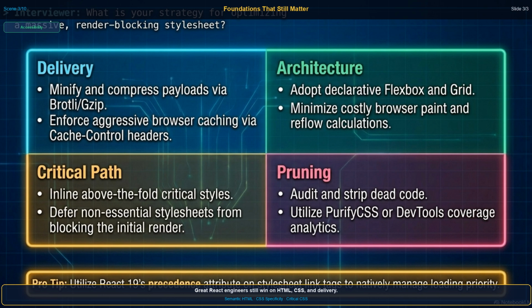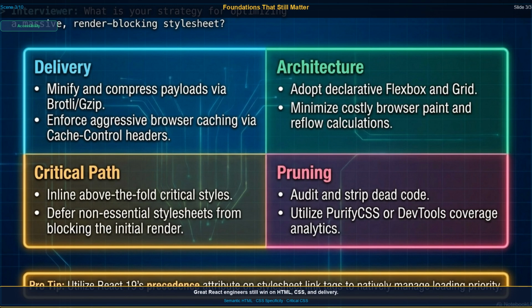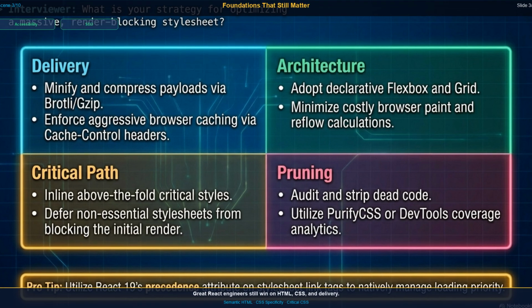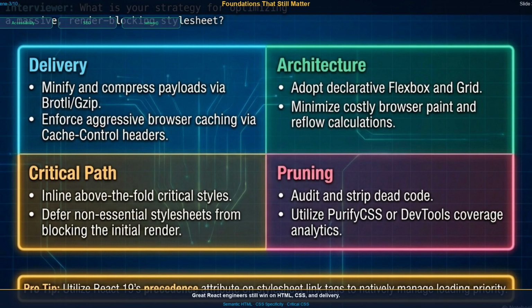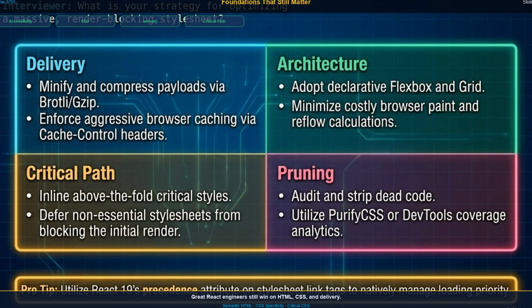Finally, optimizing a massive render-blocking style sheet. Hit 4 pillars. Delivery, minify payloads, compress with Brotli or gzip, enforce aggressive cache control headers. Architecture, adopt declarative flexbox and grid, minimize costly paint and reflow calculations. Critical path, inline above-the-fold styles and defer non-essential style sheets so first paint isn't blocked. Pruning, audit dead code with PurifyCSS or Chrome DevTools coverage analytics. Pro tip. React 19 precedence attribute on style sheet link tags natively manages loading priority. Mention that, and you signal you're current on the ecosystem.